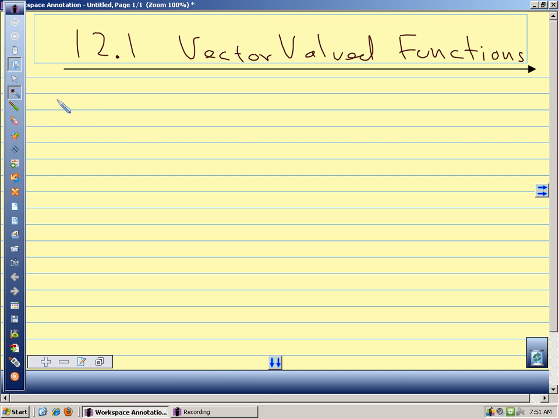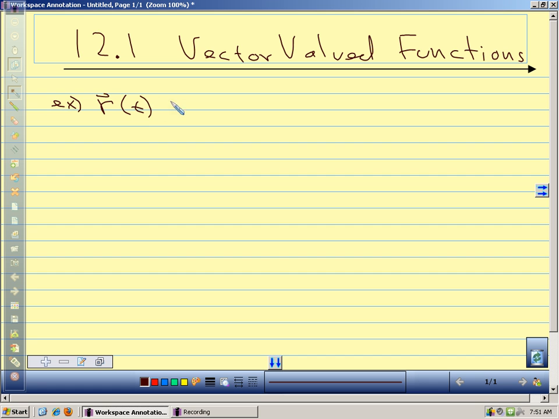So let's look at an example, like one of the homework problems that we just talked about. We have r of t, our vector valued function, and that is 3 sine t i plus 4t j plus 5 cosine t k. And we want to sketch this curve.